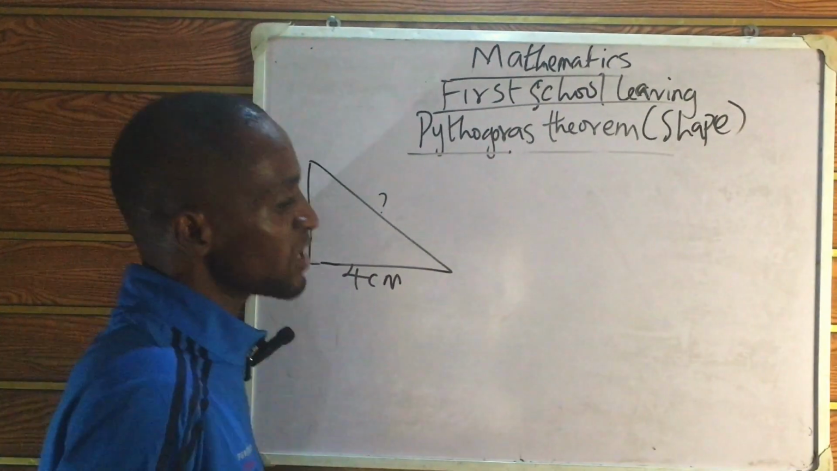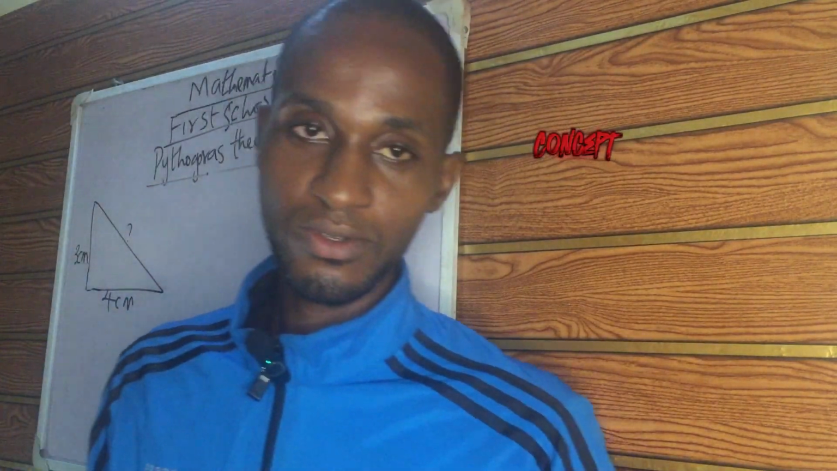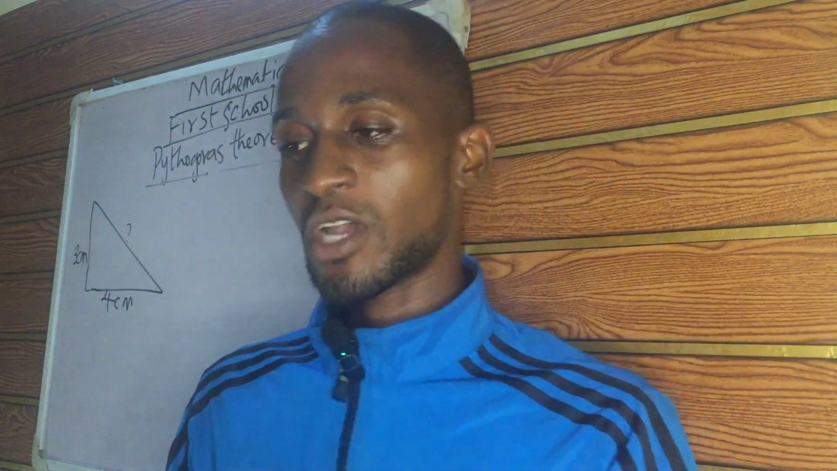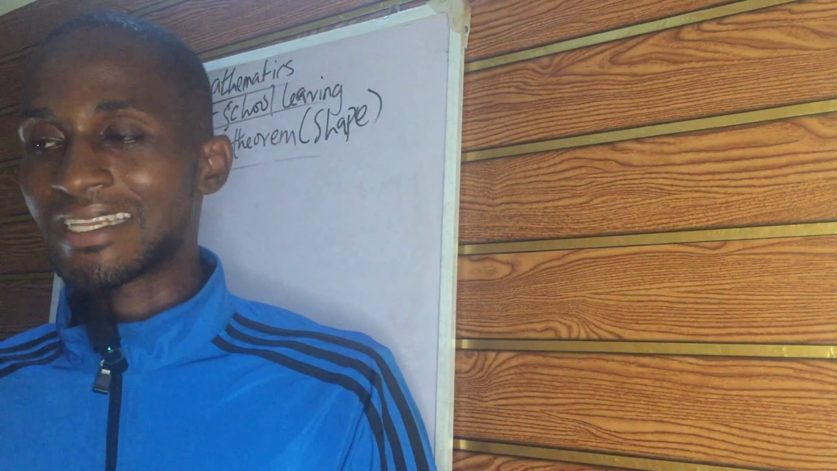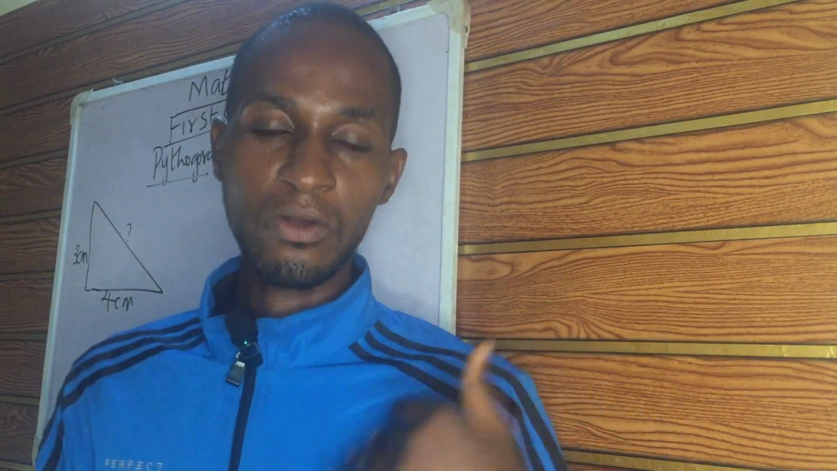So now on the triangle part, what is it? In triangle, we have the concept of the triangle, we have the types, and then we have the classification by sides and classification by angles. So what is a triangle? A triangle is a polygon that has sides and angles. So I want to explain what it's all about.